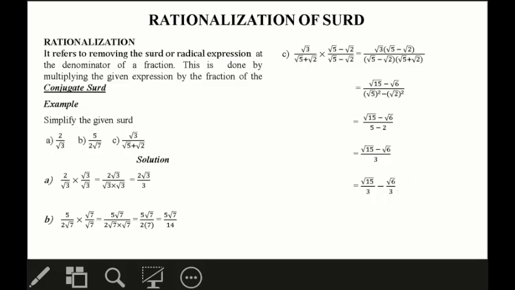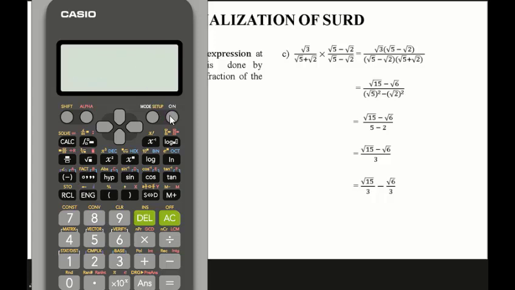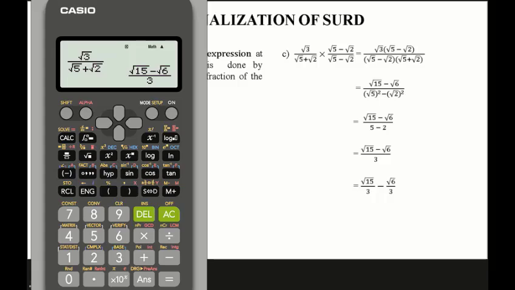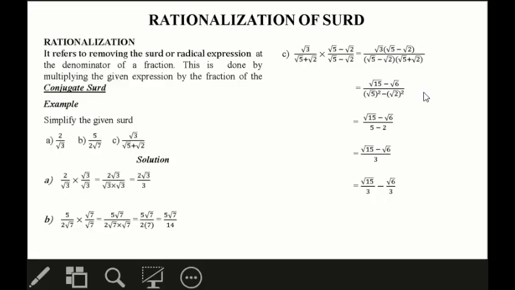So let's take our calculator. So we are going to have the root of 3 divided by the root of 5 plus the root of 2. Good. When you press equal to, then you get the answer as shown on your screens over here. This is what you had on the calculator, right? Good. So that is it when you talk about what? Rationalization of sets.